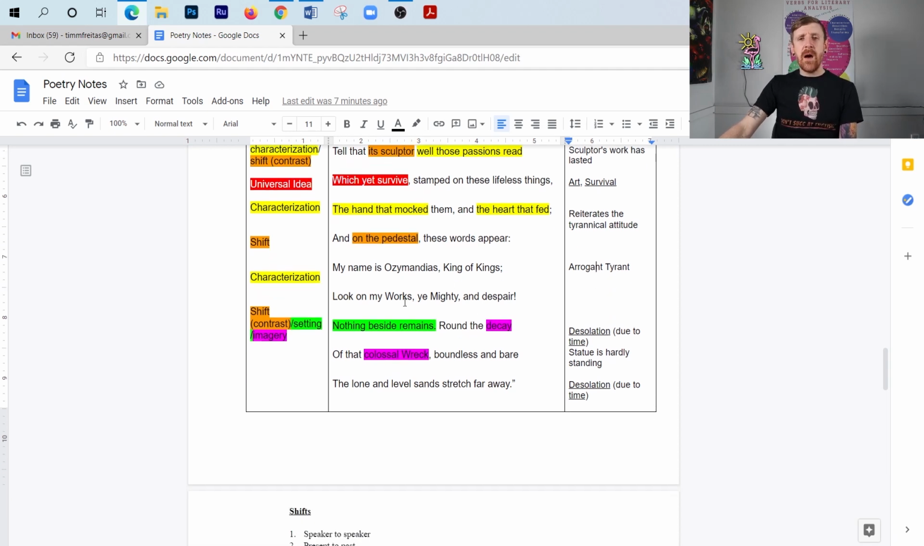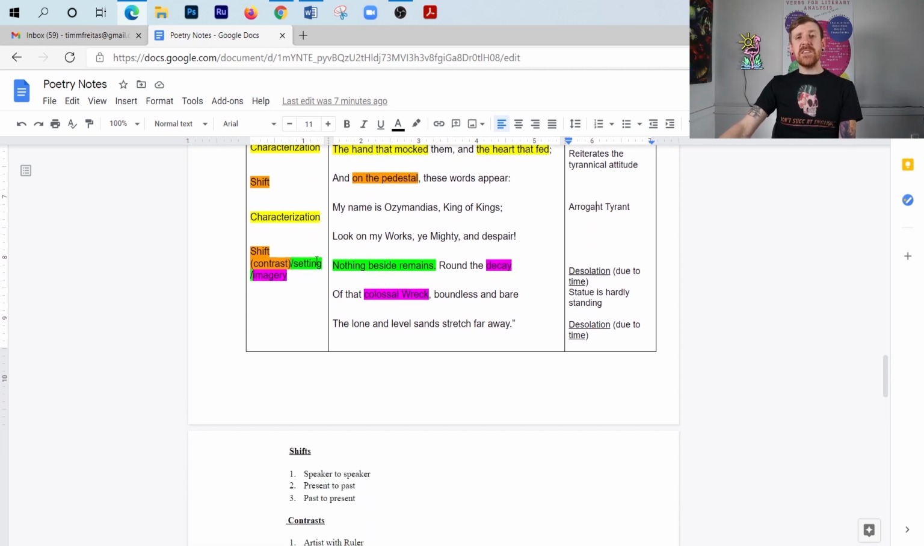And then that comes up with this language. And then we see another shift because it comes right back, right, to the story where he looks nothing beside remains, right? And now it's almost like we're back in the present. And then it says, "Round the decay of the colossal wreck, boundless and bare, the lone level sands stretch far away." So we are more in the present tense now as this story is being told.